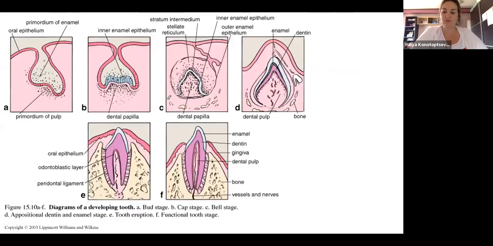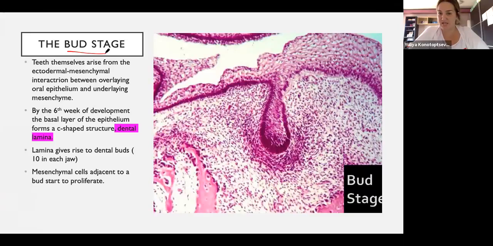Very good. Let's talk about the first stage. This is your bud stage. This is a very good picture of a typical tooth bud. Do not forget that there should be 10 in each jaw if you're talking about milk teeth, so that's 20, and 32 for the permanent. But eventually you will see 2 of them sitting next to each other, the milk and the permanent tooth bud. So sometime through development, you will see as many as 52 buds in the oral cavity.